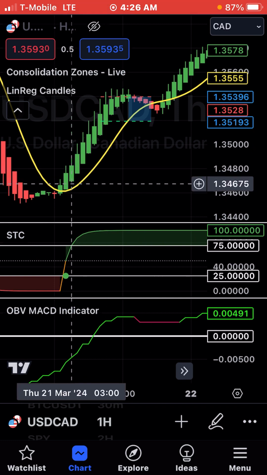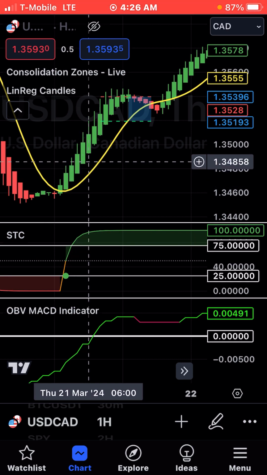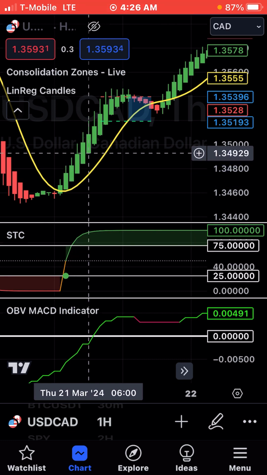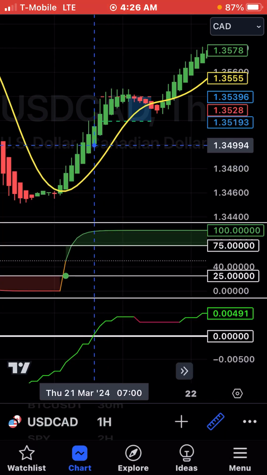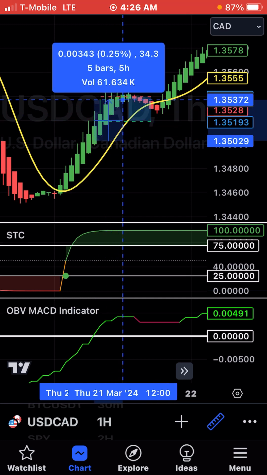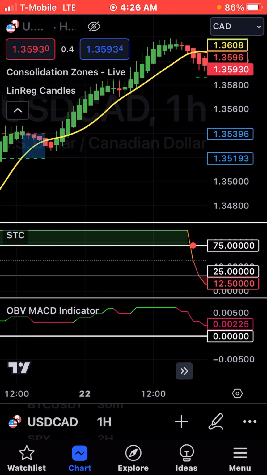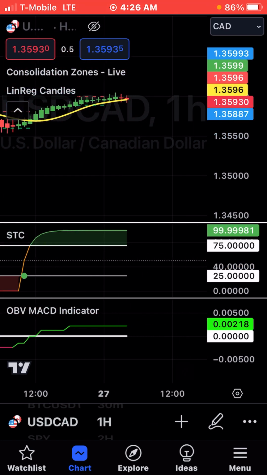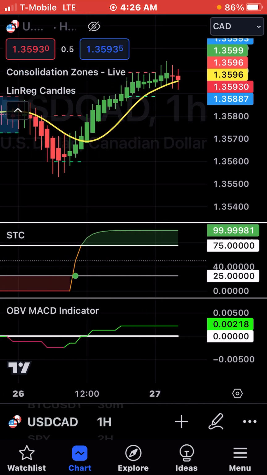So right here we see it crossing up with the linear line, and we want to get in probably right about here, because this was where it crosses on the MACD. So if we rode this out from right about here to where it touches the linear line, that's a 372 pip move. So you can see that this strategy works really well with Forex. You can really use this for whatever Forex pair you want.